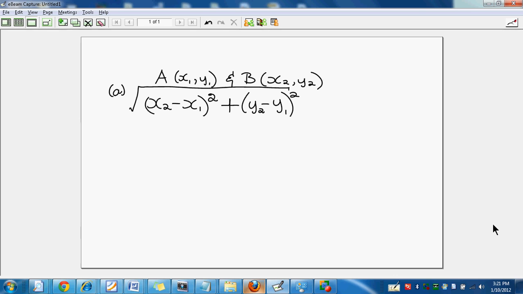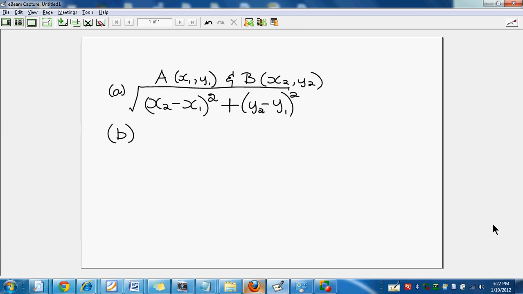Okay, so if we want to find the length of the line that joins point A to point B, the coordinates of A being x1, y1, the coordinates of B being x2, y2, then that length AB would be given by this equation. Okay, so this is what you would need to memorize.